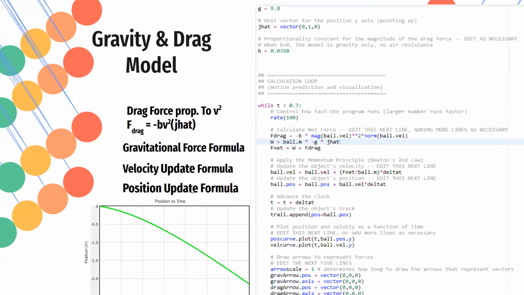When we're considering drag as well, and drag is proportional to velocity squared, you can see here F drag is no longer just a 0 vector. We actually have this formula that considers the magnitude of velocity squared because we know that it's proportional to the square of the velocity. And as you can see here, we also use the same velocity update and position update formulas, but now the graph looks a little bit different when we consider drag.